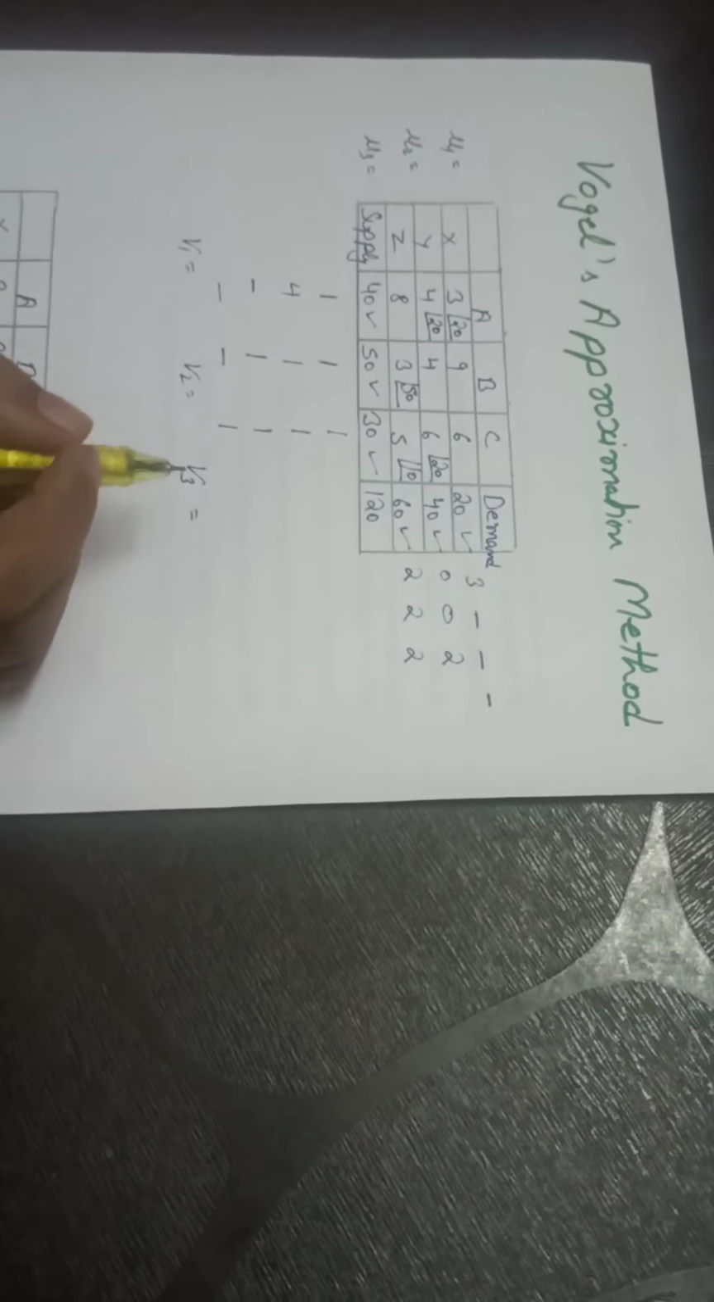Here we can write u1, u2, u3. Now we can write v1, v2, v3. We can do this process. Now we can write u1 is equal to 0. We have to find other values. If u1 is equal to 0, then we will find v1.